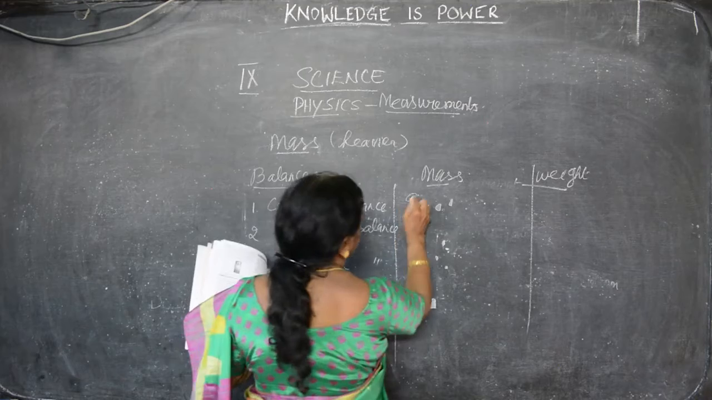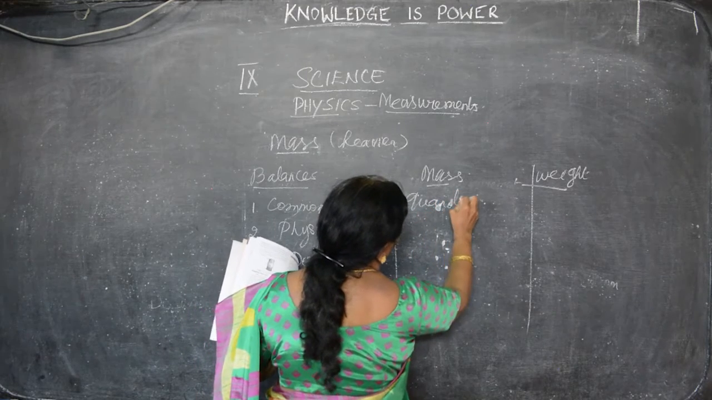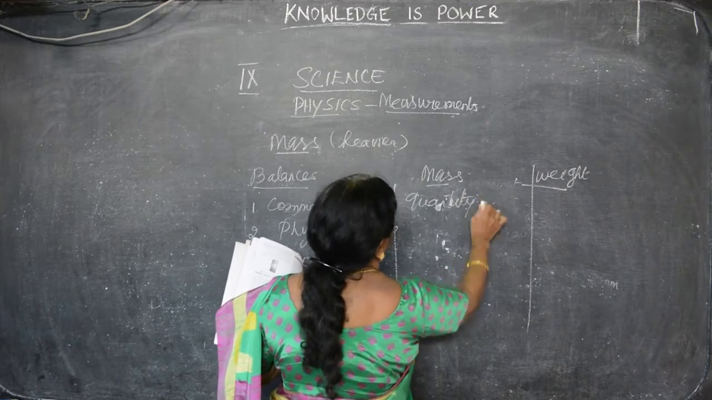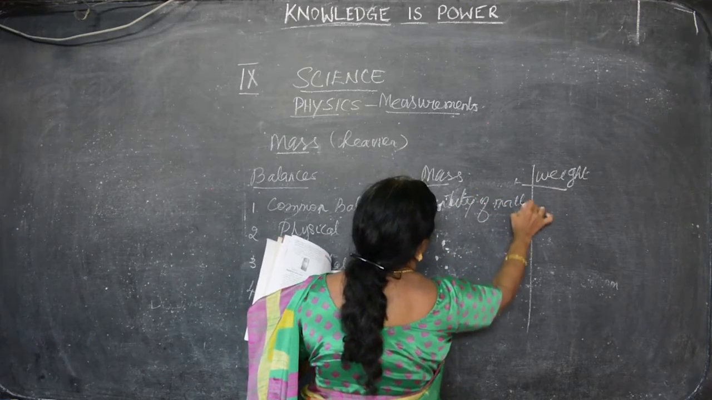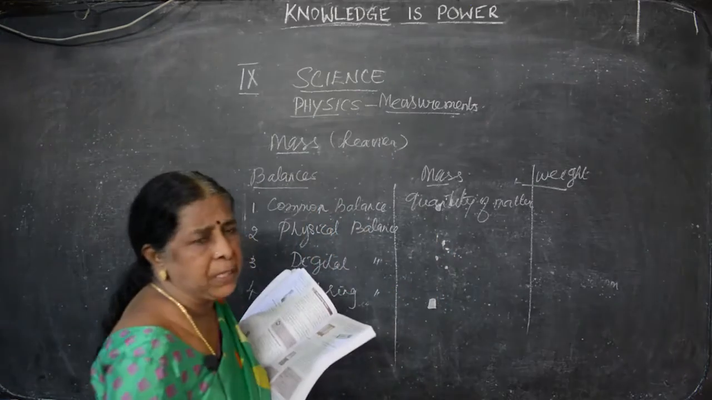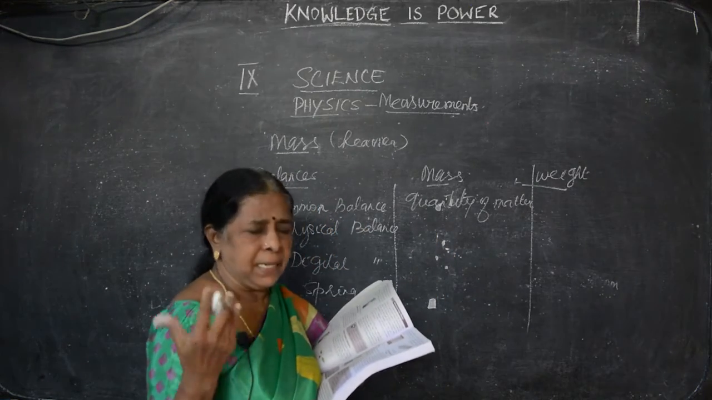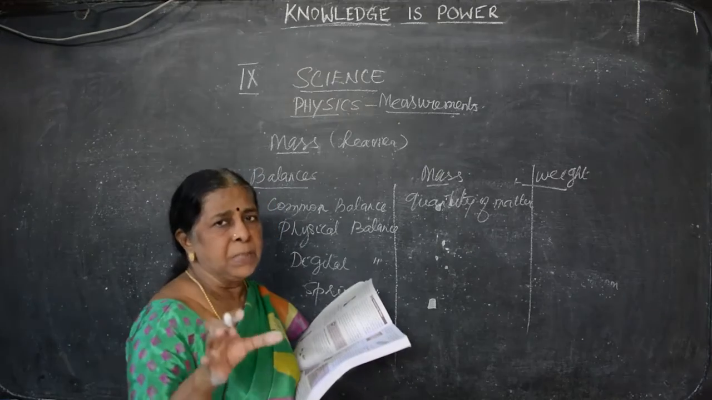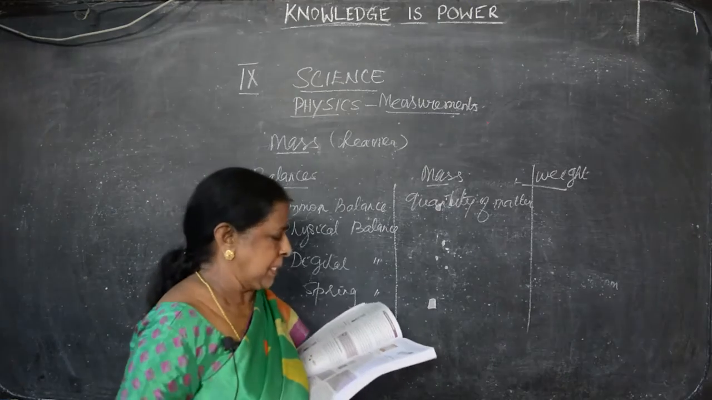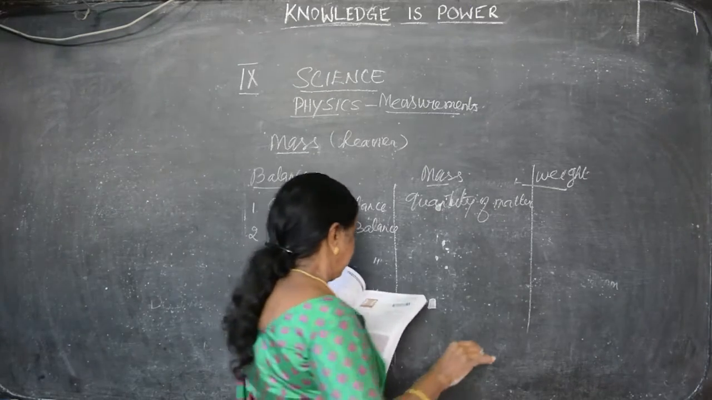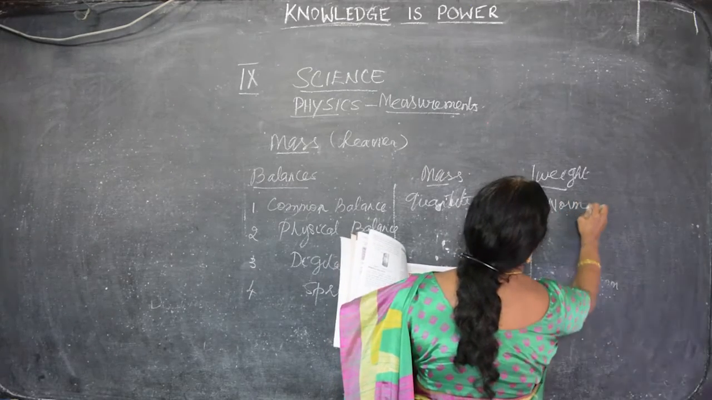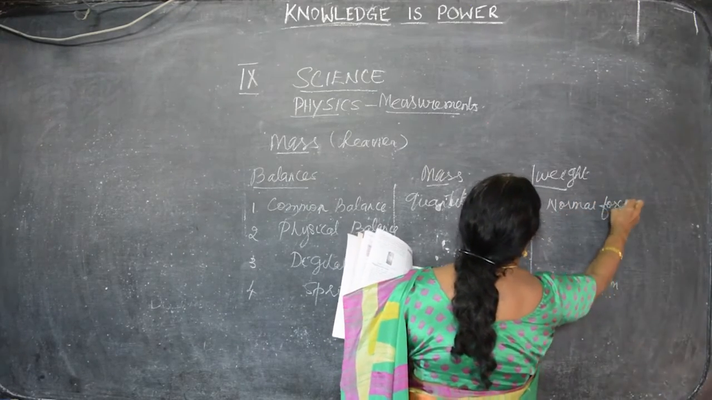Mass is quantity of matter. Matter means any object that is given to you. Quantity of matter contained in your body. Suppose an object is given to you, you have to find out how much it is. That is quantity. That exact weight of the thing is known as mass. Whereas weight is the normal force exerted by the object. This is weight.